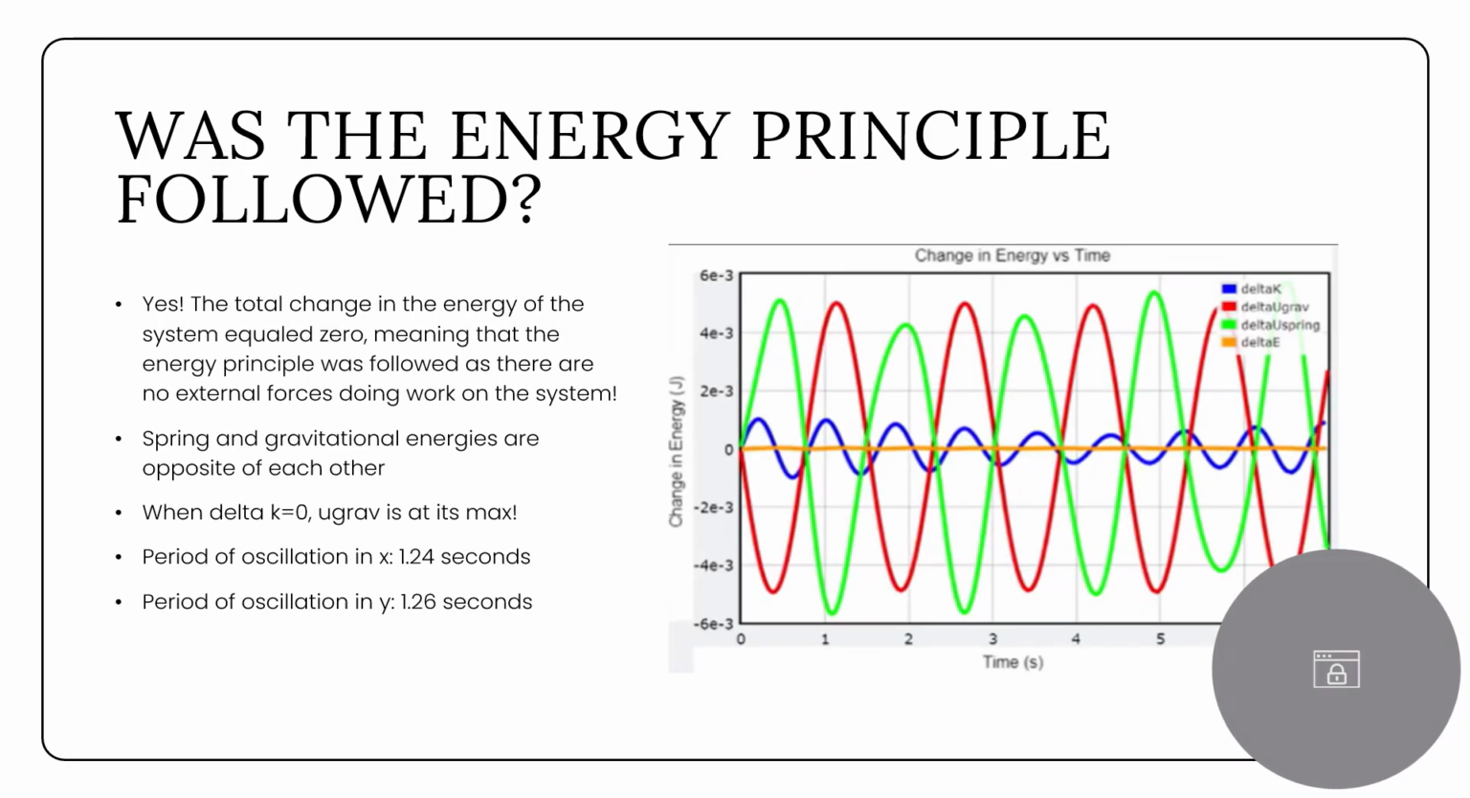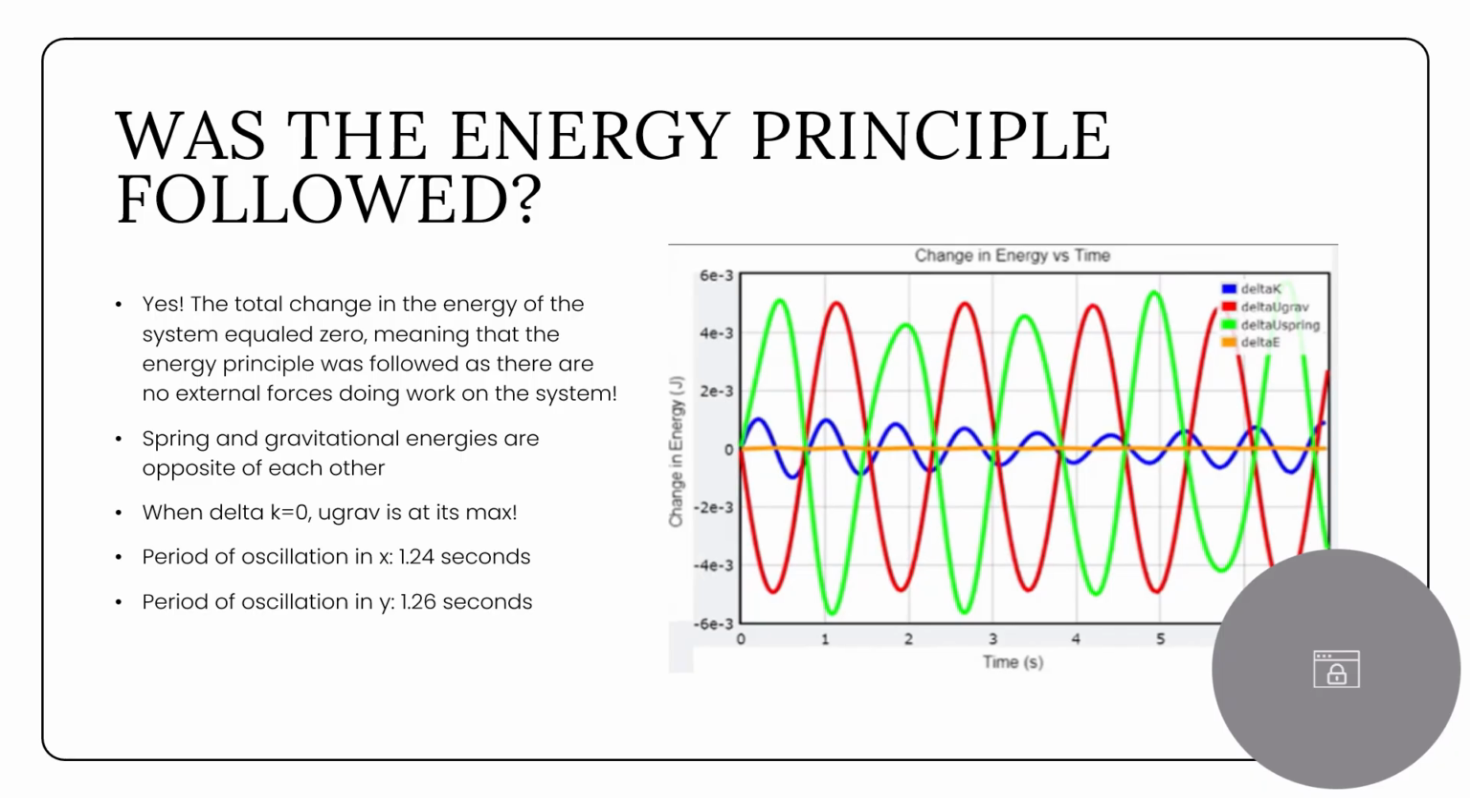Was the energy principle followed? Yes, the total change in energy of the system equaled 0, meaning that the energy principle is followed, as there are no external forces doing work on the system. Spring and gravitational energies are opposite of each other, and as you can see, the orange line, delta E, the total energy of the system, is equal to 0. When delta K equals 0, you graph Z as max, which is proved by the graph.